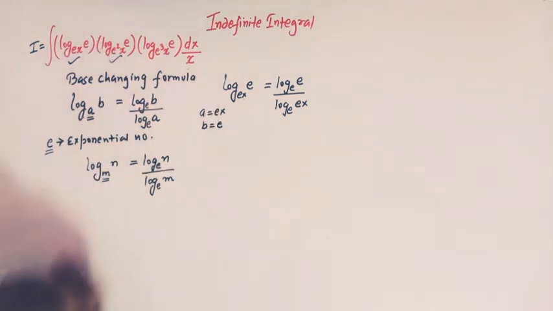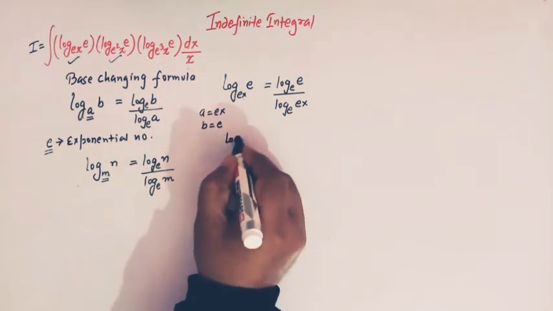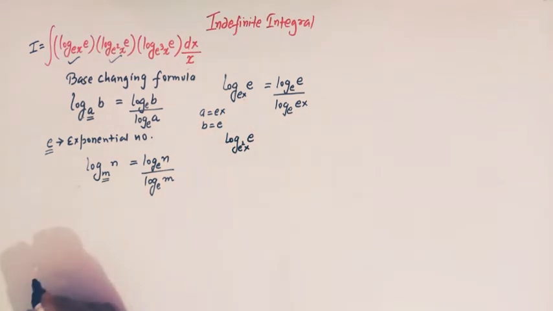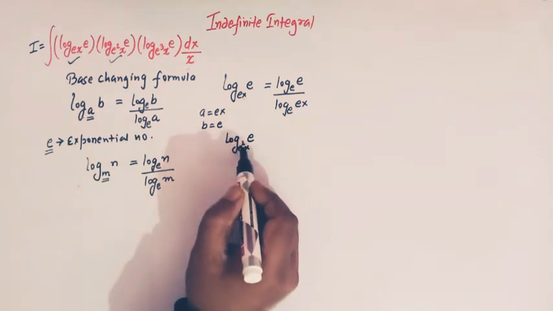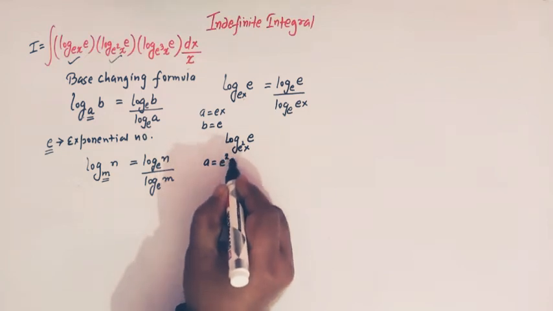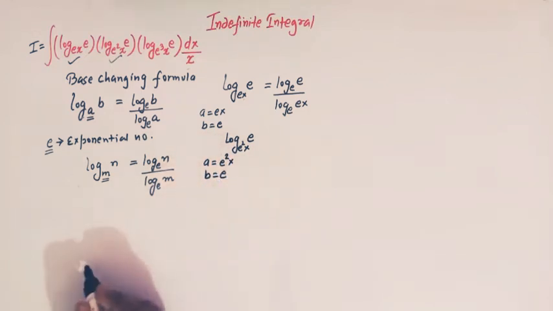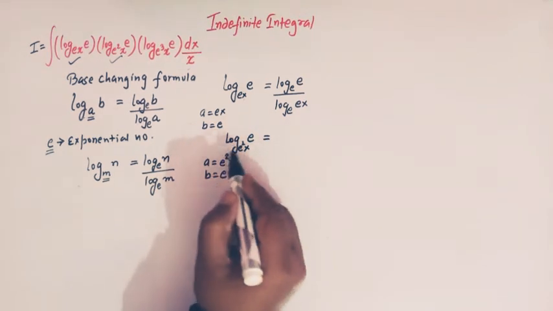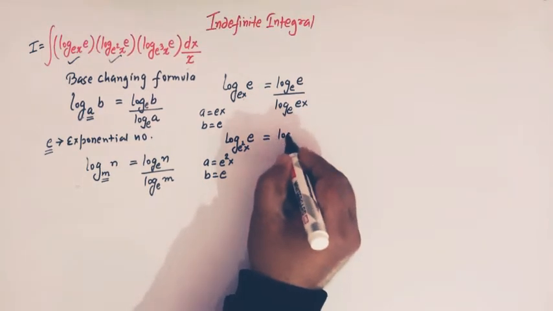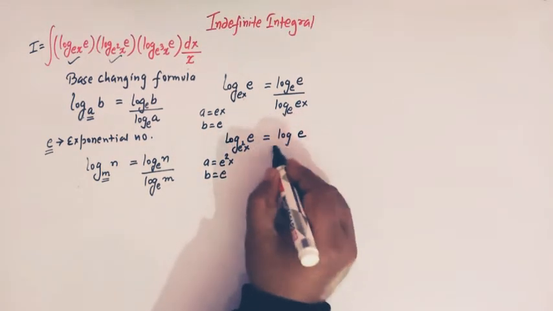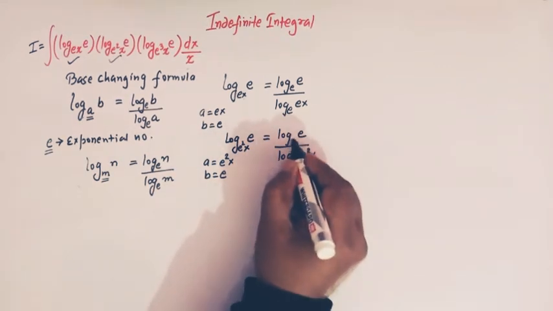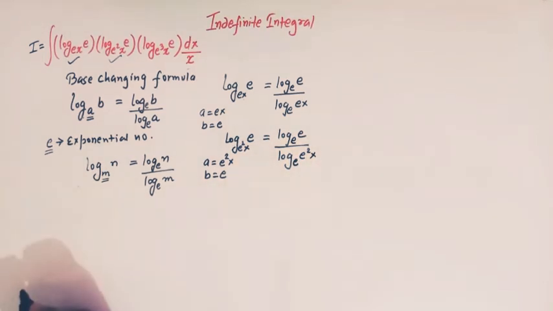Now let us take the second term. So here we have log of e, and the base is e^2x, right? Now again, if we compare this term with this one, then we have a is equal to e^2x, and b is equal to e, right? So now we can change this base e^2x to e by simply writing, first we'll write log e, then we'll write log of e^2x, and then we'll put here the base e, right?